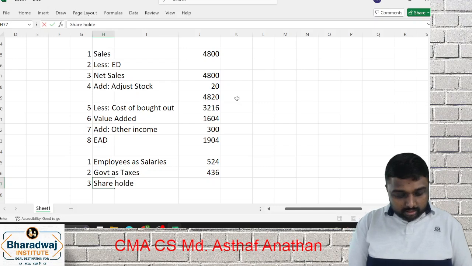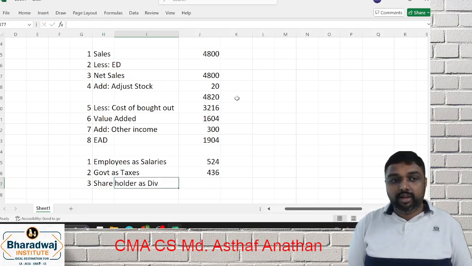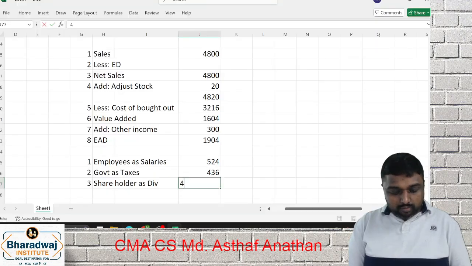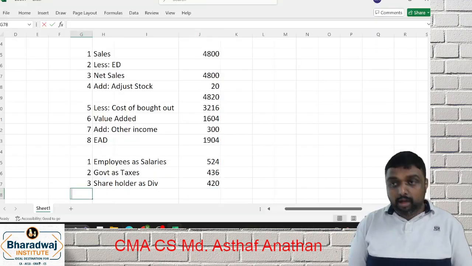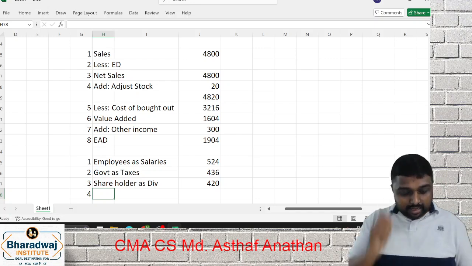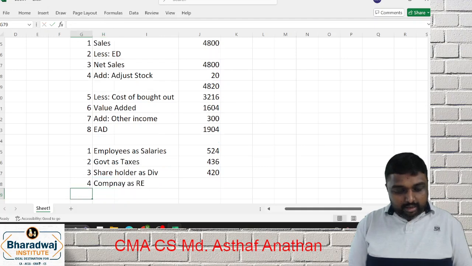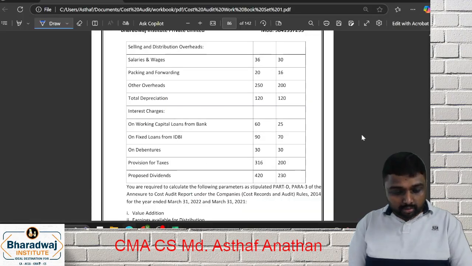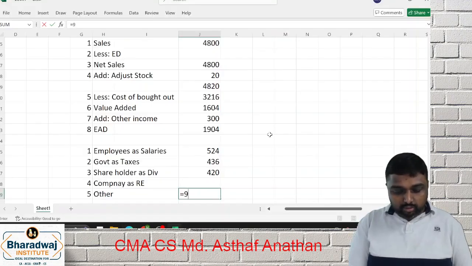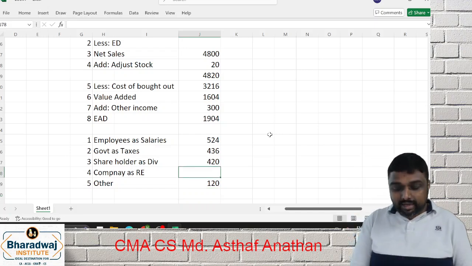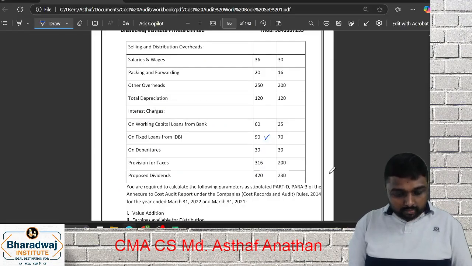Next, we will go for what? Shareholder as dividend. Shareholder what dividend we are paying? Proposed dividend is what? 420. Now we'll go for the next item. That is company has retained earnings. Then finally others. This others only will take the interest. So what is the interest? Loans 90 and this 30. So you have two items. 90 plus 30. You'll get what? 120.